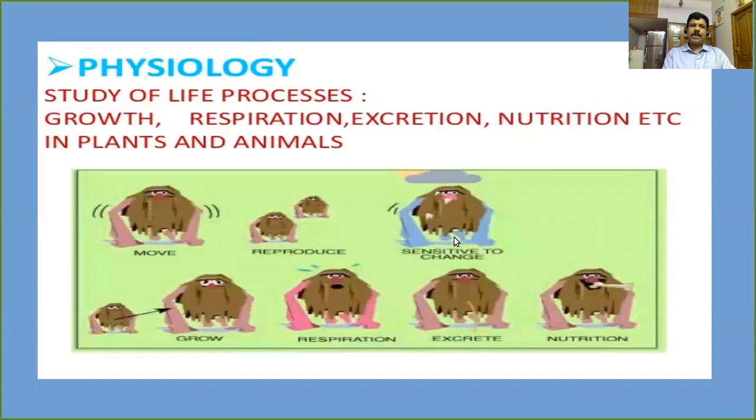Next one, physiology. This is one of the most important branches in biology. It is the study of life processes. You have learned the detailed aspects of life processes in class 10. Life processes include growth, respiration, excretion, nutrition, etc. in plants and animals. You will learn so many chapters in class +1 that come under the branch physiology.